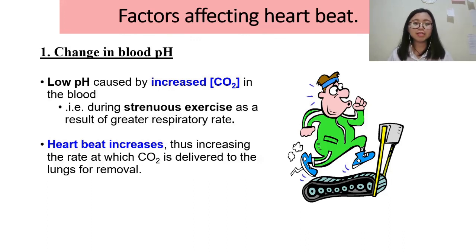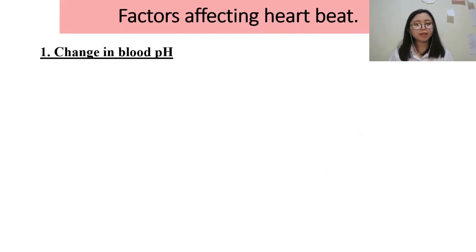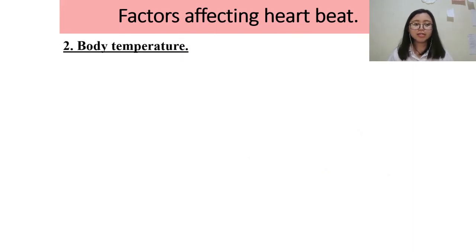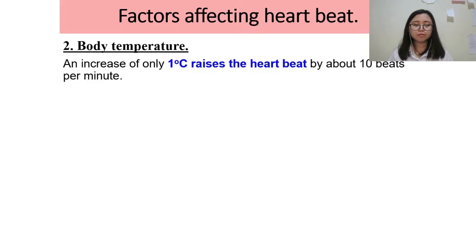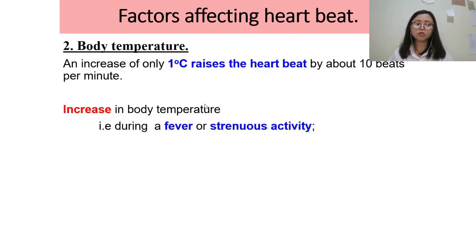High pH means that there is a decrease in the concentration of carbon dioxide and the heart rate will slow down again. The other factor is a change in body temperature. So, an increase of only 1 degree Celsius will raise the heartbeat by about 10 beats per minute. Why would your body raise its temperature? Well, the increase in body temperature could be because of a fever or because you are doing a strenuous activity. Mungkin sebab kamu demam ataupun sebab kamu sedang bersenam.